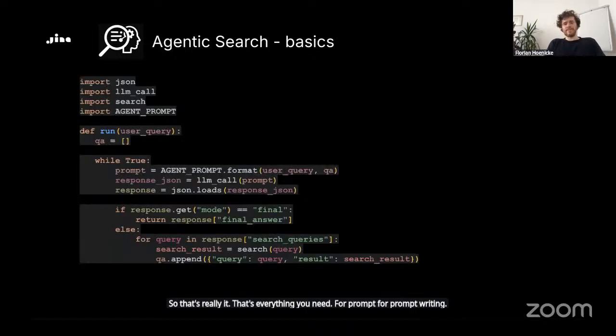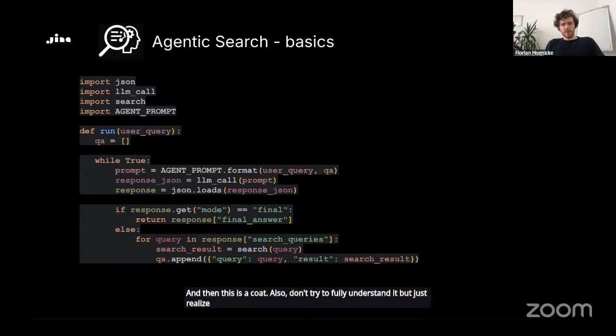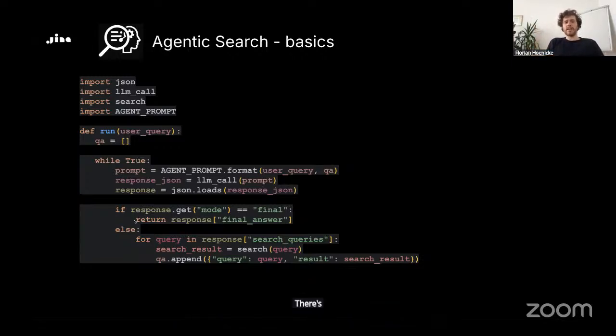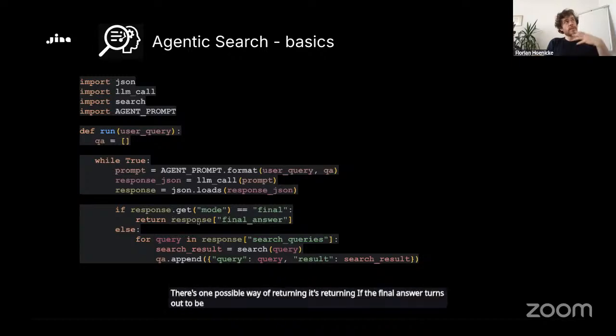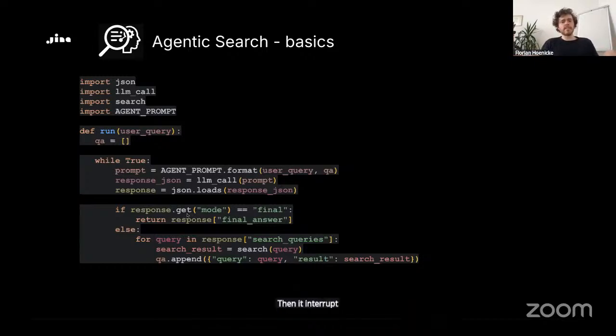And then this is the code. Also, don't try to fully understand it, but just realize that the code is very small. It's not much needed. And also realize that there is a while true loop. So this is the iterative process. It goes again and again. And there's one possible way of returning: if the answer turns out to be the final answer, then it interrupts this loop. And otherwise, it's iterating over, running the prompt.